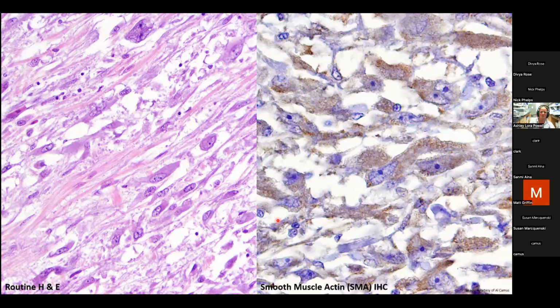This is from an Alchemus publication and demonstrates a poorly differentiated tumor in an Arabian carpet shark. So these are your tumor cells here. And the smooth muscle actin shows positive cytoplasmic immunoreactivity, indicating that this tumor is muscle in origin.